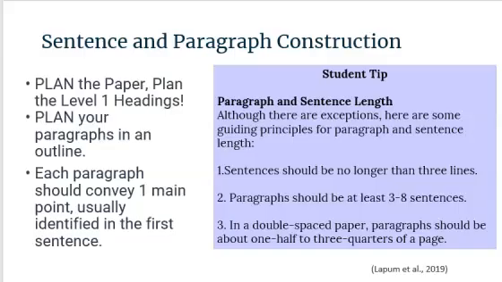Sentences should be no longer than 3 lines. If it's longer than 3 lines, it's more of a run-on sentence, and maybe you want to break that up a little bit. Paragraphs should be at minimum 3 to 8 sentences. 1 or 2 sentences is not a paragraph. In a double-spaced paper, paragraphs, when you look at them, should be about half to 3/4 of a page.